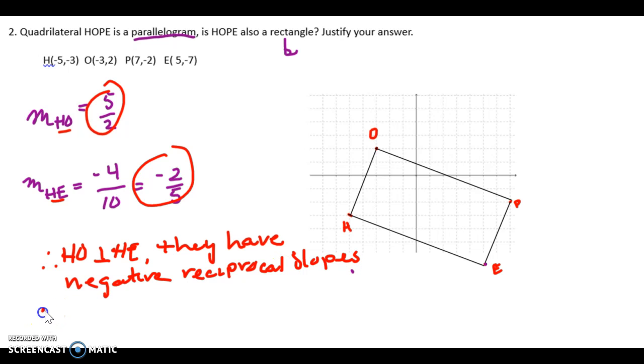Okay, and then you're going to write another conclusion, which is what you're trying to prove or what you just showed, and you showed HOPE is a rectangle. So you're going to write HOPE is a rectangle and then why you know it's a rectangle, which is because it has a right angle. So you can finish that up.